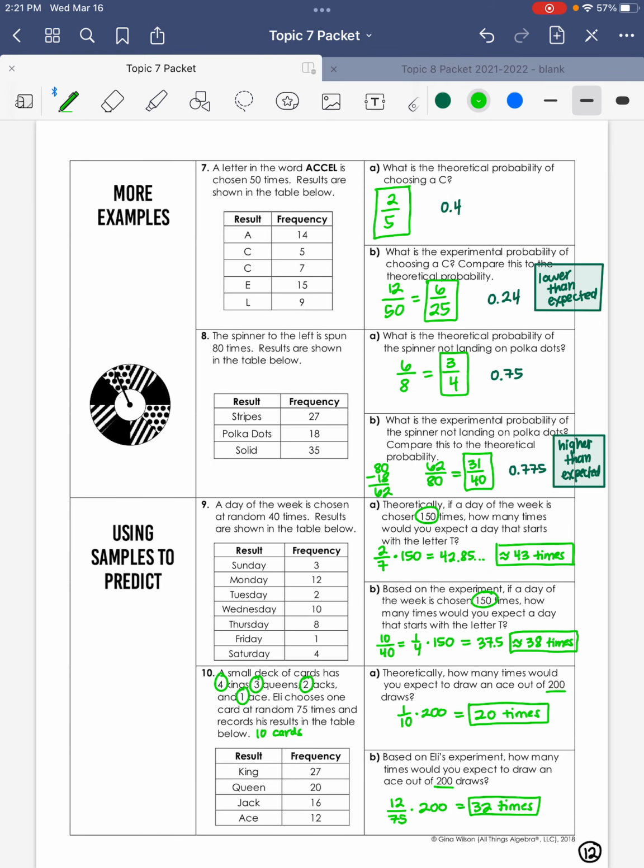So that is the end of our notes on theoretical and experimental probability.